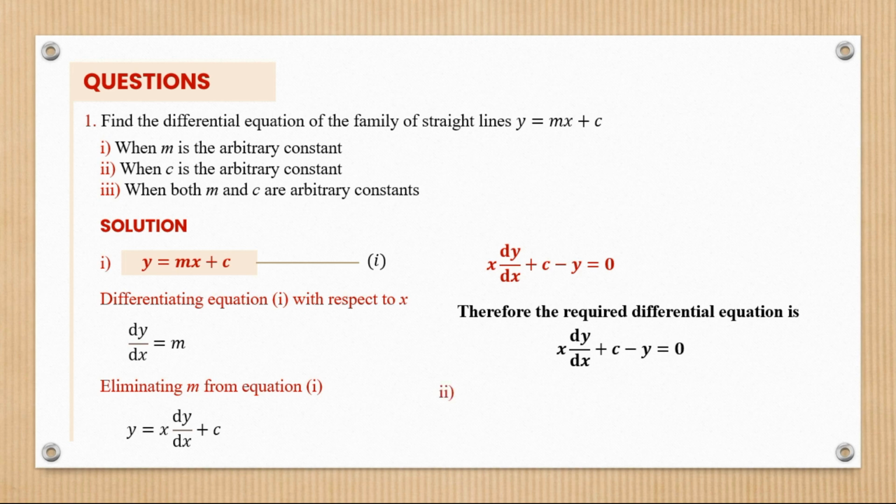So in part 2, we're being told, how about when c is the arbitrary constant? That means the target is to eliminate c.